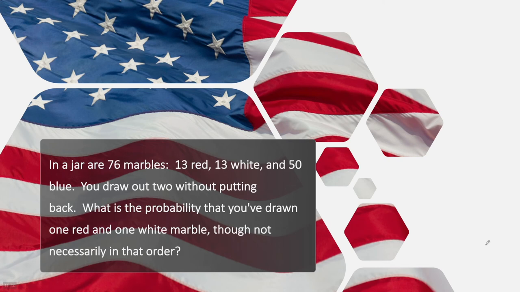And so let's suppose we have 76 marbles total in the bag, 50 plus 13 plus 13 being 76, and we're drawing two marbles out, and here they told us explicitly we're not putting them back, but even if we hadn't been told that, we would assume that to be true. We want to know the probability of drawing one red and one white, and we don't care about which order it's drawn in. In other words, it could be one red and then one white, or it could be one white and then one red.